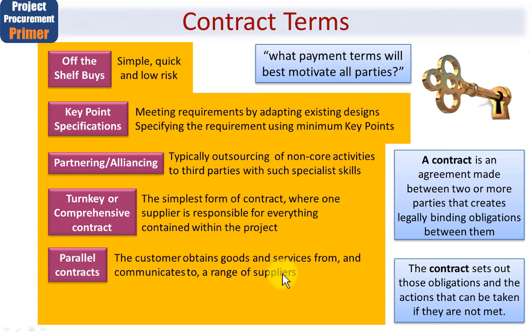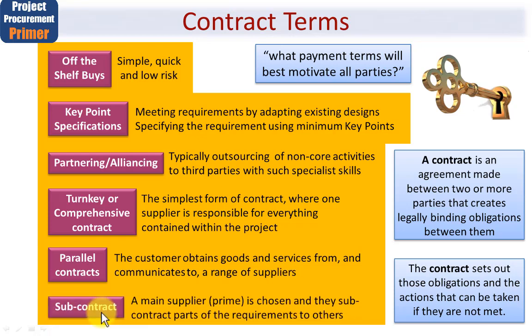A subcontract is where a main supplier, called the prime, is chosen and they subcontract parts of the requirements to others. Again, this is quite natural and normal. If the contractor is building or designing a system for your use, either forming the whole of the project or part of it, they'll almost certainly outsource some very specific parts, for example documentation, user guides and such, or making of metal or specialist type chassis or enclosures for the solution that they're providing to you.